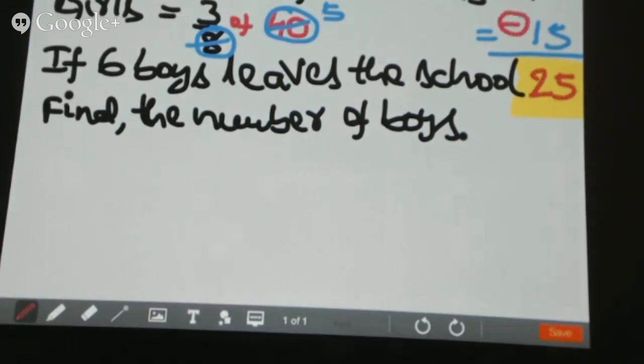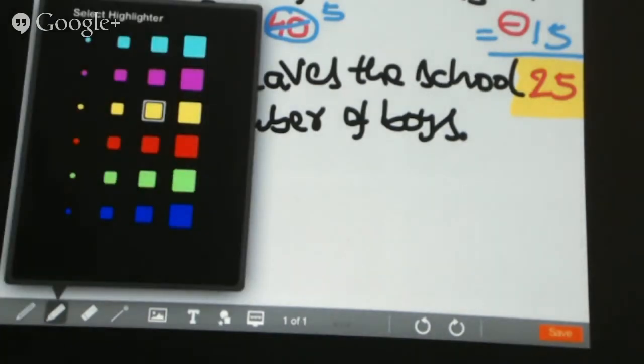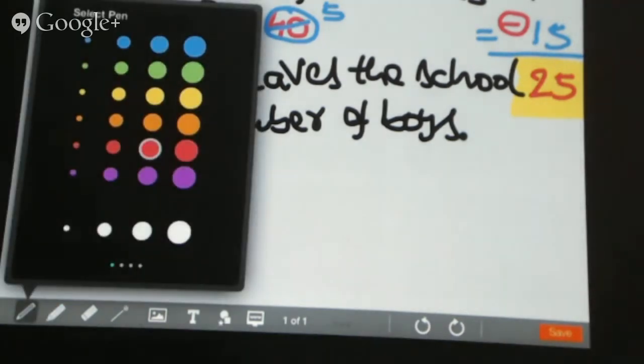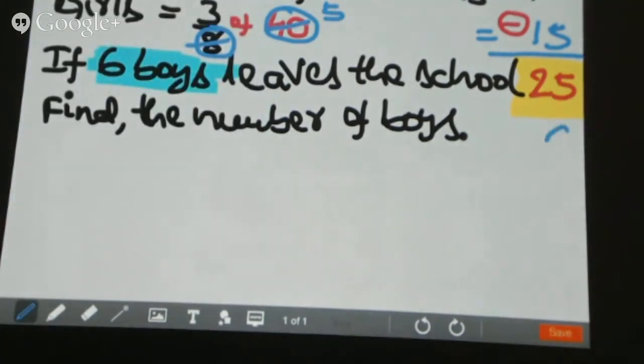If 25 boys are there, and notice that 6 boys left the school, how many boys are left? Therefore, you have to take away 6 from this. Then 19 boys are left in the school. May I have your attention, please? Guys, please finish.